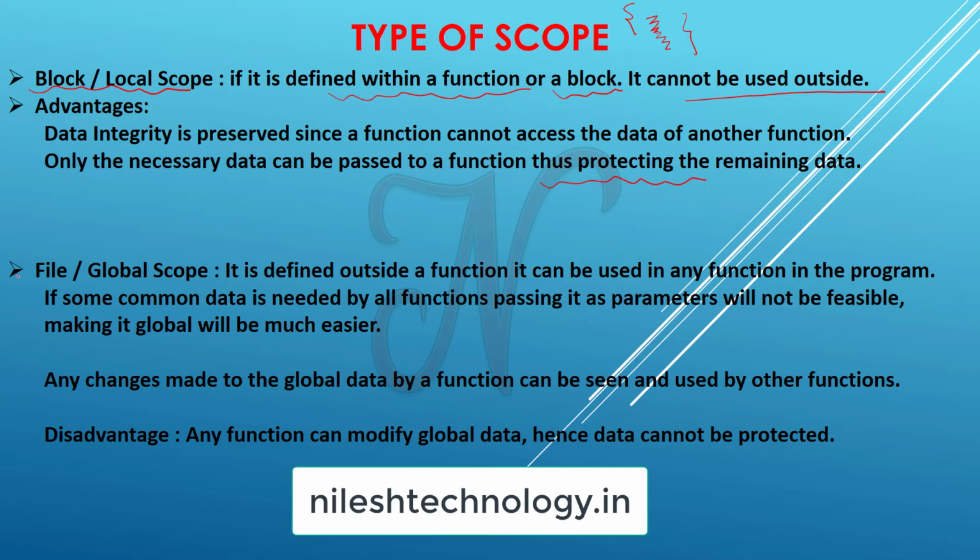The next one is file or global scope. It is the opposite of a local scope. It is defined outside a function. It can be used in any function in the program. If some data is needed by all the functions, then it is made global, so it can be accessible to all the functions.